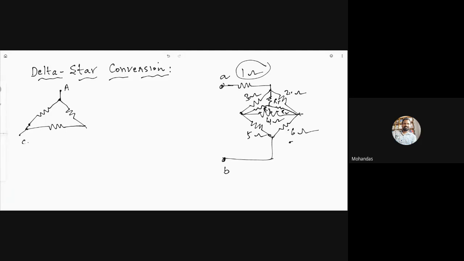Fashion. The 2 ohm resistor, 3 ohm resistor and 4 ohm resistor are connected in, tell me, in which fashion are they connected? Delta fashion. The resistors are connected in delta fashion. Let us give R1, R2 and R3. So this is going to be converted into an equivalent star. Let me erase this.